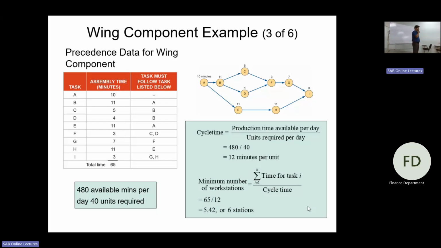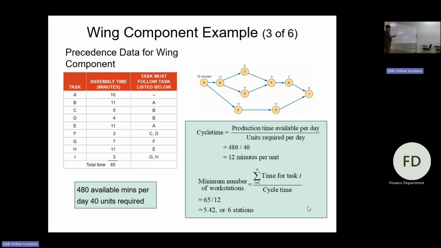If you understand the basics of it, by now you should be able to give me the answer. Task A. That's very simple, right? So we have to go by the sequential arrangement. It should start from the starting point. In this case, that is task A, because that doesn't have any prior task. So for workstation 1, we have to start with A. That is the most feasible task.